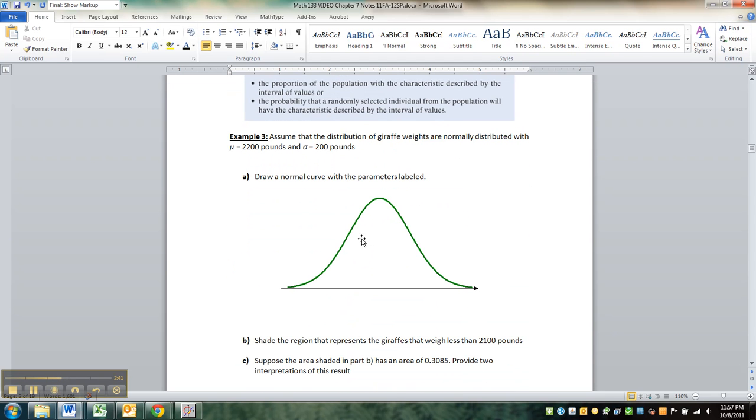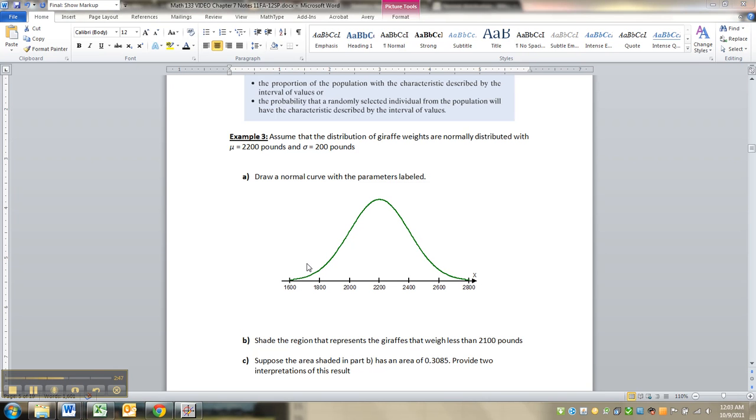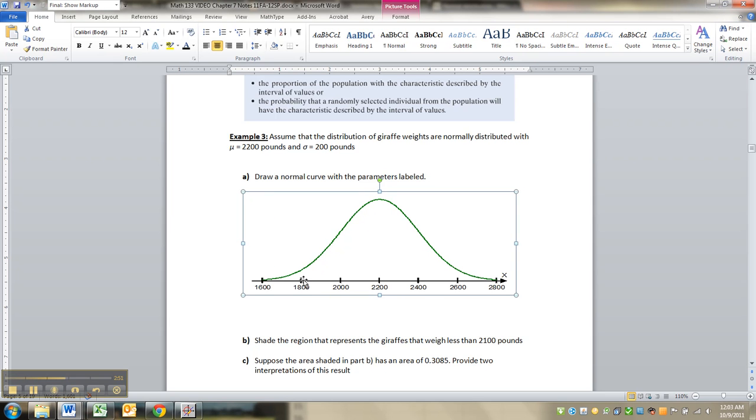So the first thing they want us to do is draw a normal curve with the parameters labeled. I'm going to do this in that program that I've got called Advanced Grapher. So hold tight, and I'm going to go make it. Poof. It's like magic for you guys, I know, but it took me a few minutes to make this. There you go. All right, so you can see I've got a normal curve drawn.